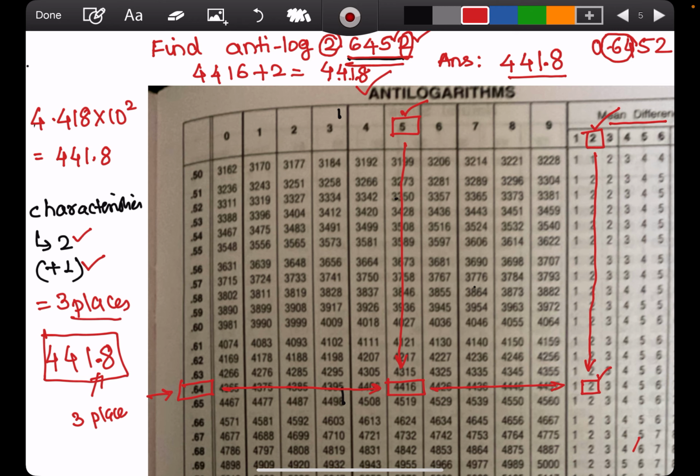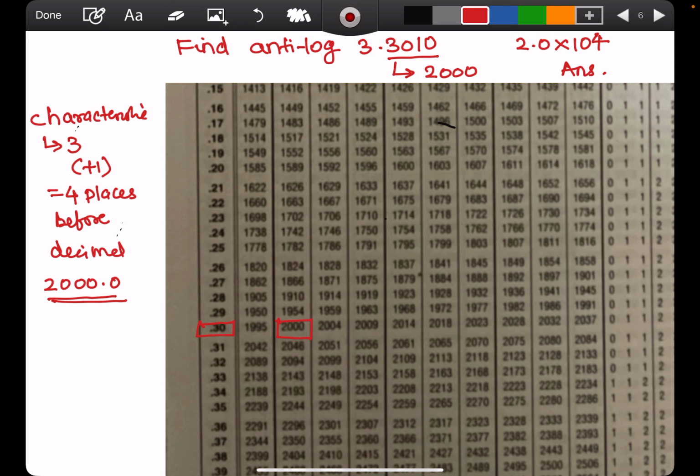It means that the anti-log of 2.6452 is 441.8. Okay. If it was not understood, one more example I need to take. I need to find the anti-log of 3.3010. So 3.3010 means 0.3010. I need to take the first two digits, 0.30. So I locate it in the anti-log table, 0.30.